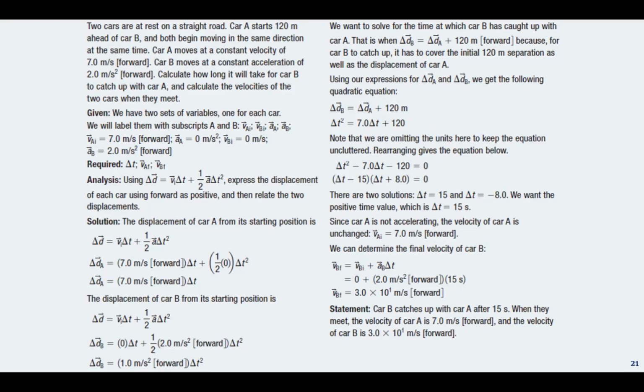So we can make the final statement here. Car B catches up with car A after 15 seconds. When they meet, the velocity of car A is 7 meters per second. Direction is forward. And the velocity of car B is 30 meters per second, and direction is forward. Any questions?